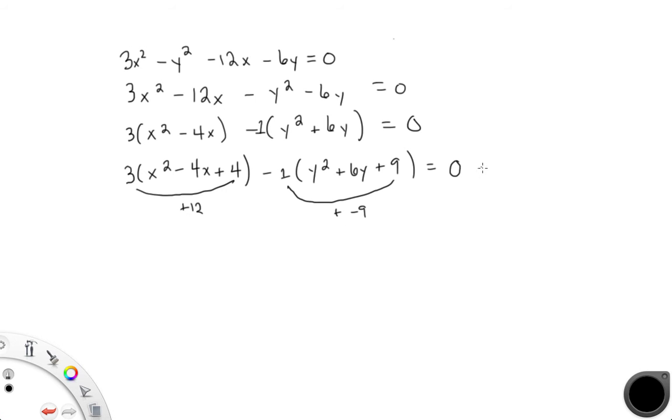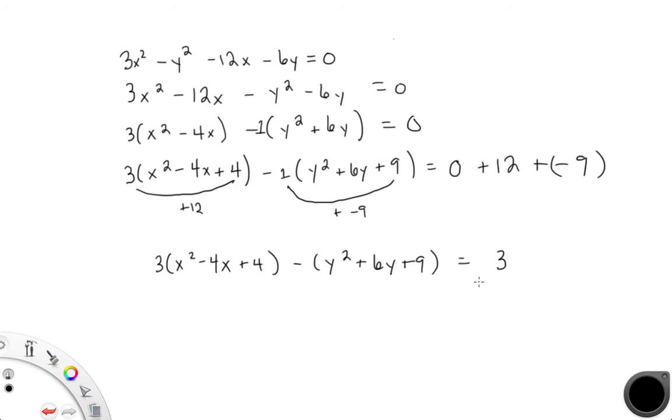So what I'm going to do is, if we do it to the left, we have to do it to the right. So I'm going to go ahead and do that. Add a 12, add a -9. Looks like we're going to get 3. So we're left with this. I think it's equal to 3. Okay.